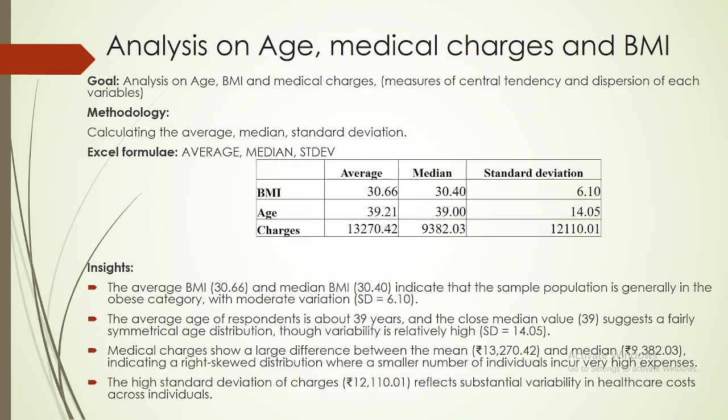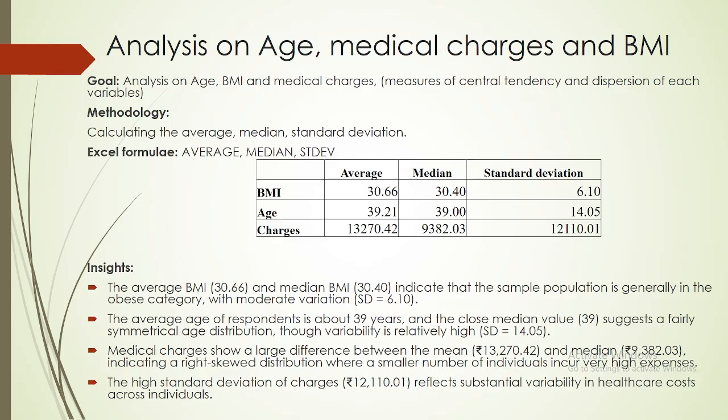For that I have used the Excel formulas, like AVERAGE, MEDIAN, and STDEV. So the results are like this. For BMI, the mean and the median value of the body mass index are almost near, that is 30.66 and 30.40. The mean is slightly larger than the median, but the standard deviation is quite low. It means the data is consistent, and it is an almost symmetrical distribution of data. We can say that by seeing the mean and median values.